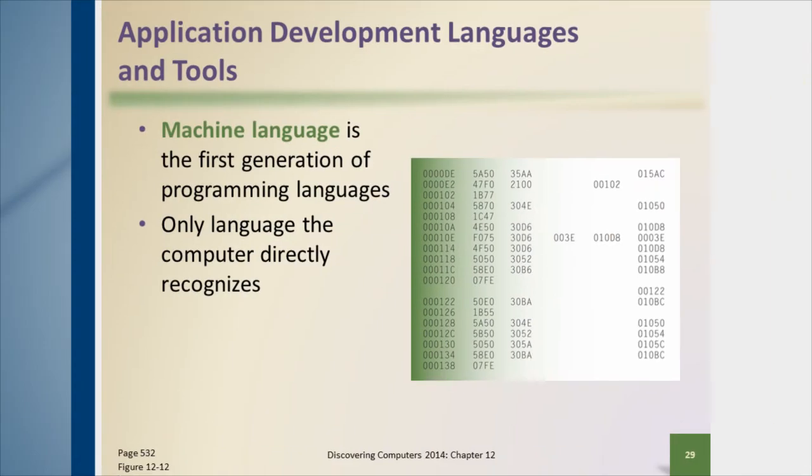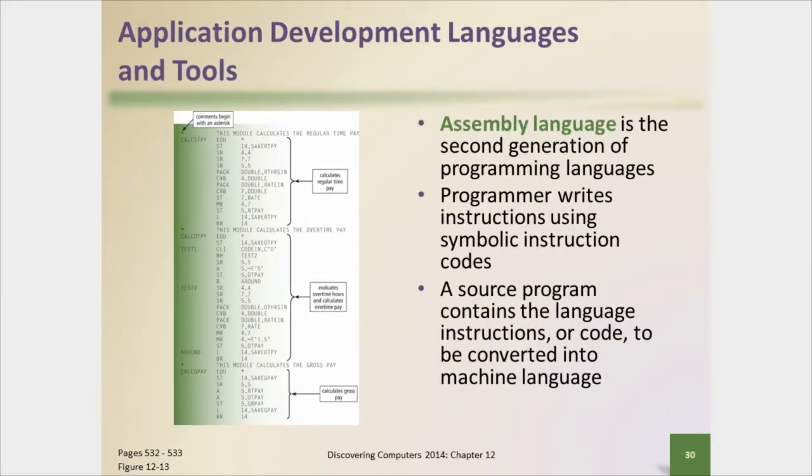A very low-level language is machine language. It's binary. It's ones and zeros. This is a first-generation programming language, and this is what the computer understands, binary language. As you can tell, not particularly user-friendly. The next step up is assembler language, and this is an example of a second-generation language. A little bit more intuitive when you look at the instructions there on the left, but still not very user-friendly.